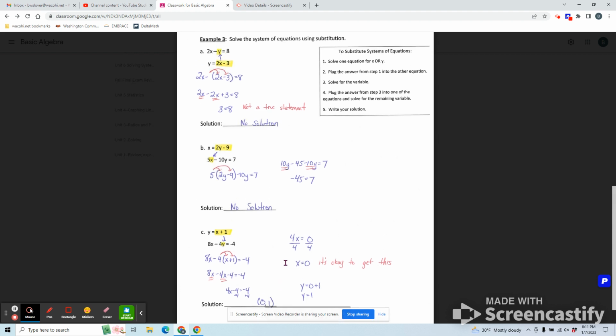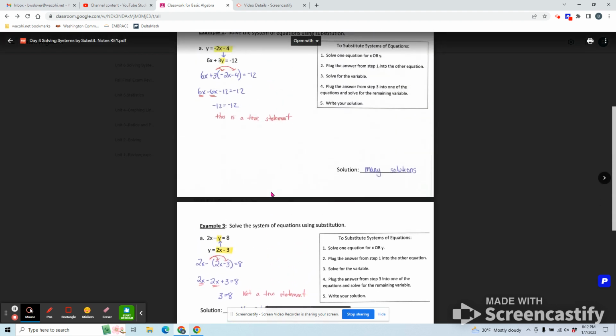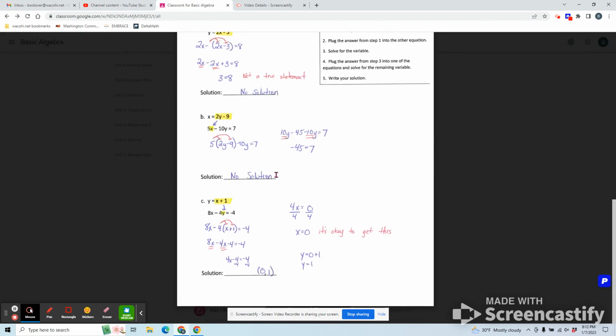So today we were still doing systems of equations by substitution, but we were focusing on our special equations. So ones where we get no solution because our statements are not true. One where we get many solutions where our statement is true. And one where you have x equals 0. That is totally possible.